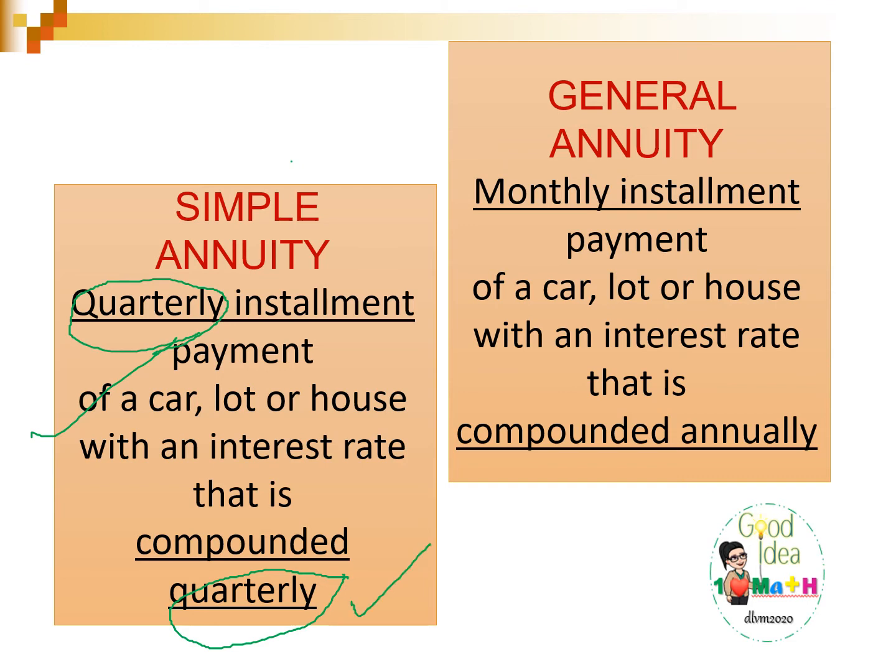This is simple annuity. While in general annuity, the example is monthly installment payment of a car, lot, or house with an interest rate that is compounded annually. So for the payment interval, it is monthly, while the compounding interval is annually. They are different. So again, if the compounding interval and the payment interval are different, then the problem is about general annuity.